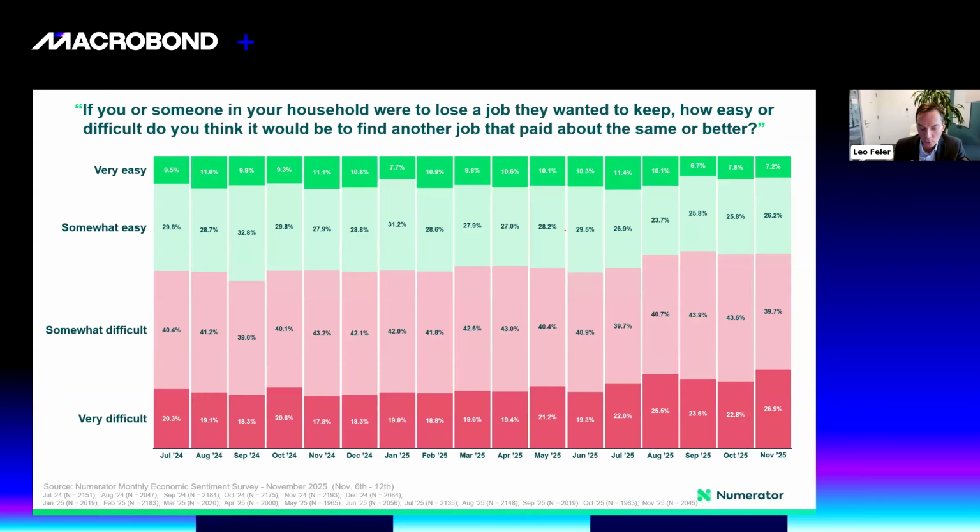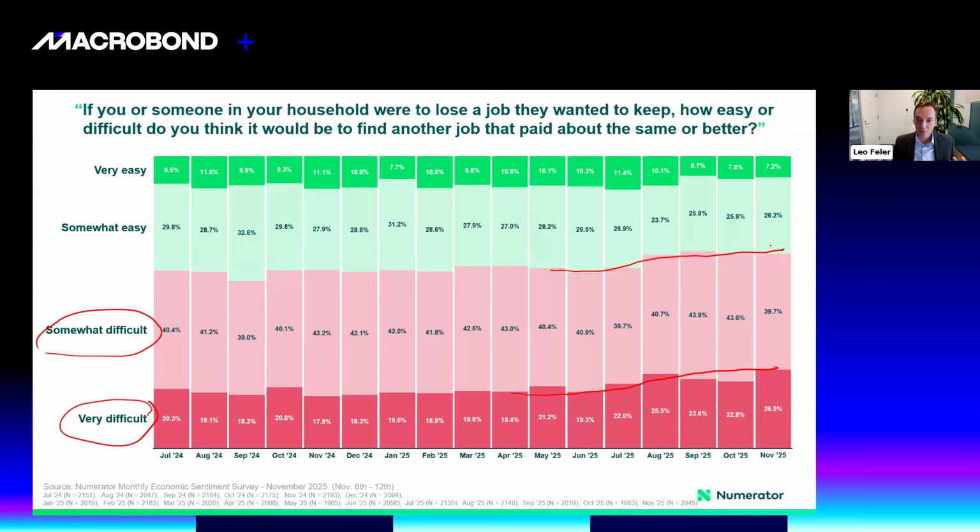When we ask consumers in the Numerator data, and we do this every month, we run a survey of about 2,000 representative US households, and we ask them, if you or someone in your household were to lose a job they wanted to keep, how easy or difficult do you think it would be to find another job that paid about the same or better? And what I want you to see is that more and more people are saying, look, it would be very difficult or somewhat difficult. We see both of these having ticked up more recently, right? So our consumers, our panelists are saying, look, if I lost my job, this is a more difficult labor market. It would be more difficult for me to find another job that paid the same or better.